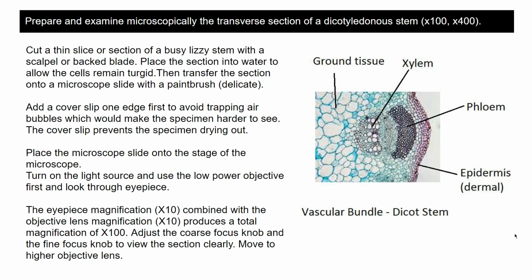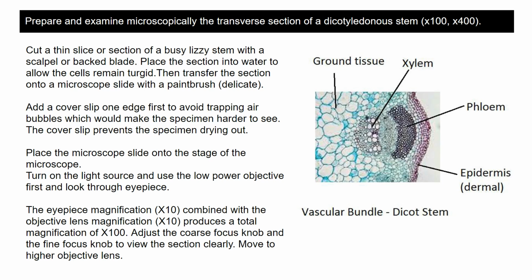Now, in this chapter, there's a mandatory activity where we have to take a transverse section through a stem, a dicot stem. Okay, so here's a summary of the process. Cut a thin slice of a section of a busy leafy stem. So it's important that we name the plant we're going to use. We're going to use a scalpel or a razor blade or a safety blade to do this. You can hold the stem in your hand and cut the stem at right angles with the blade.